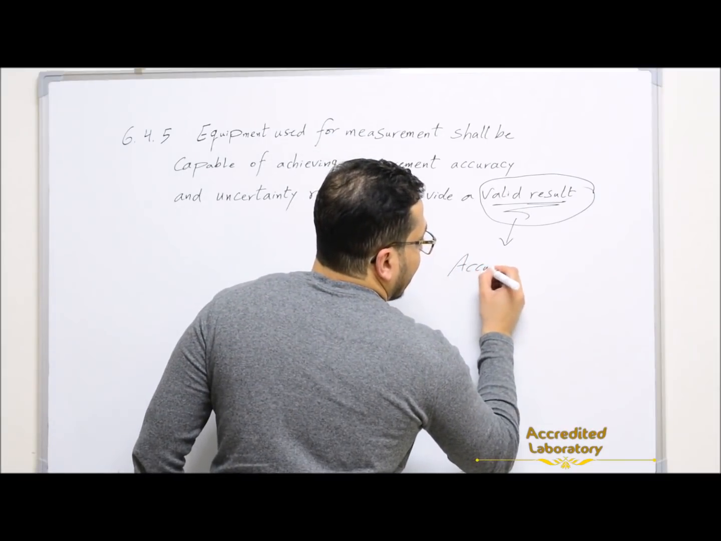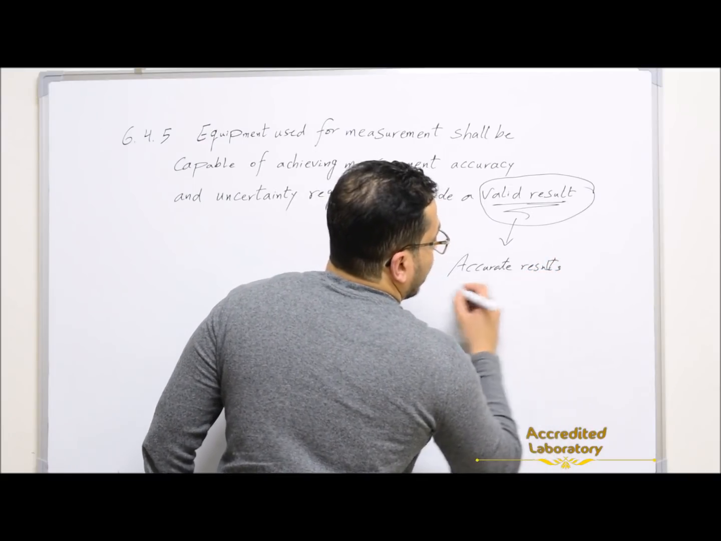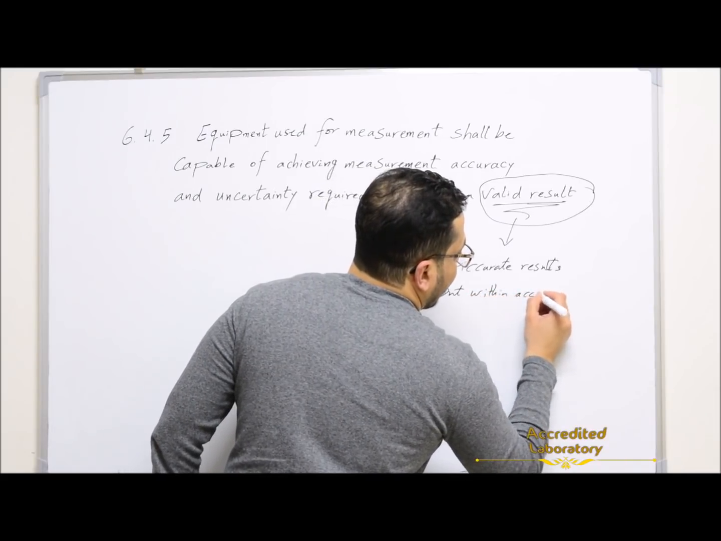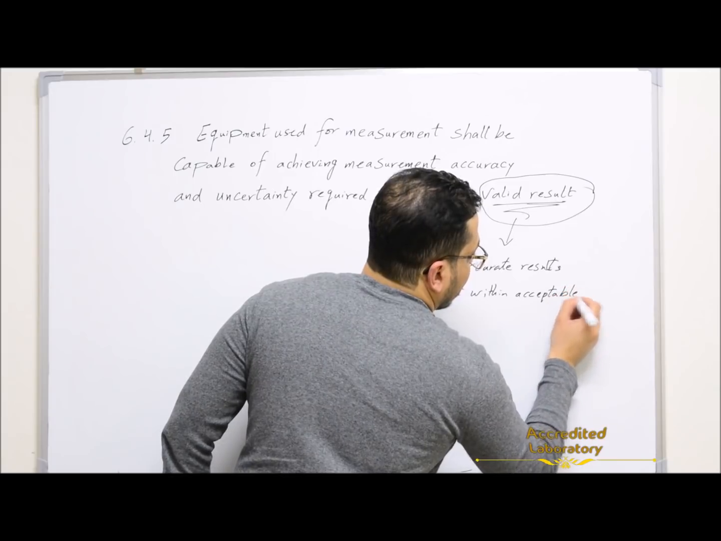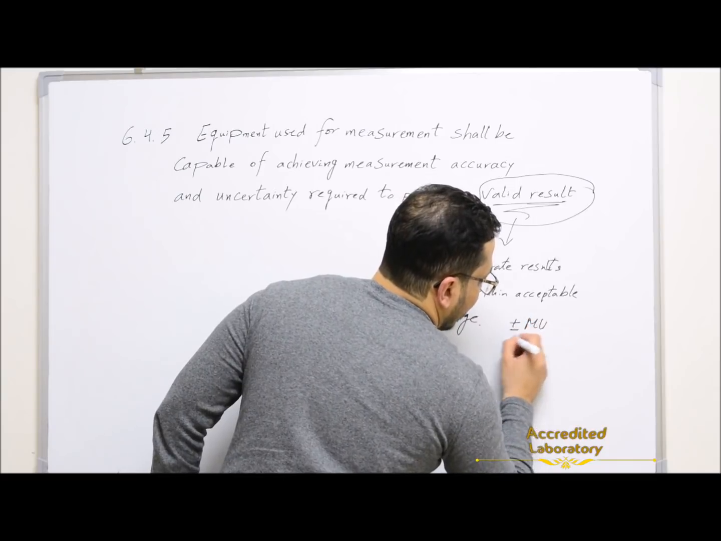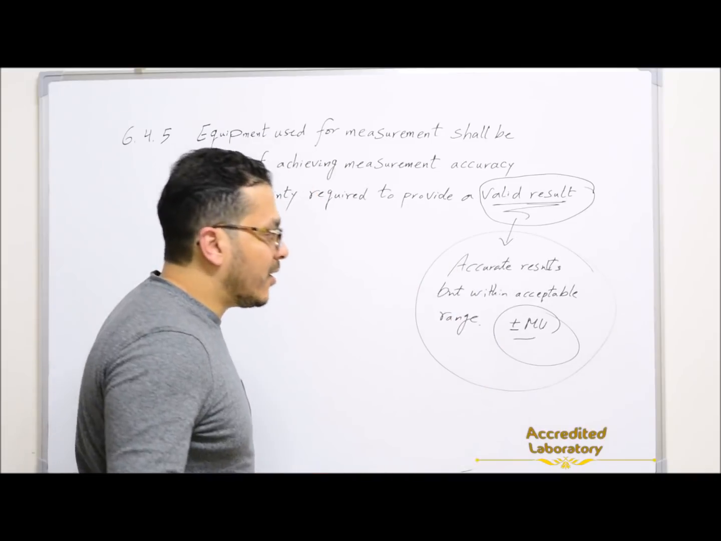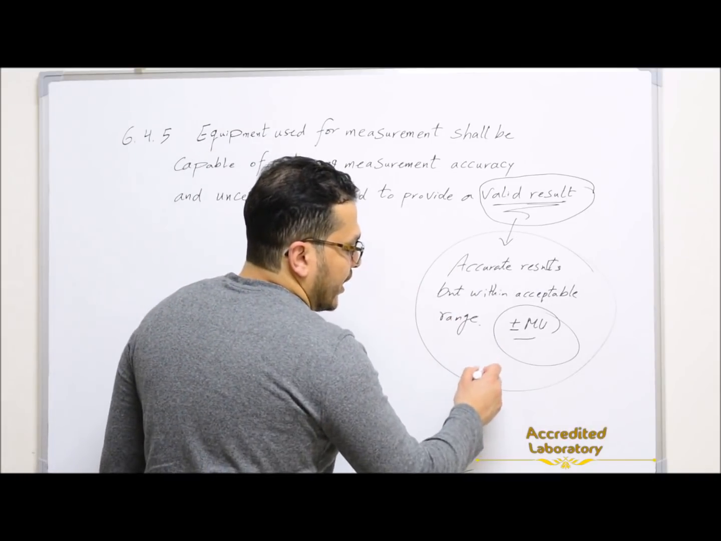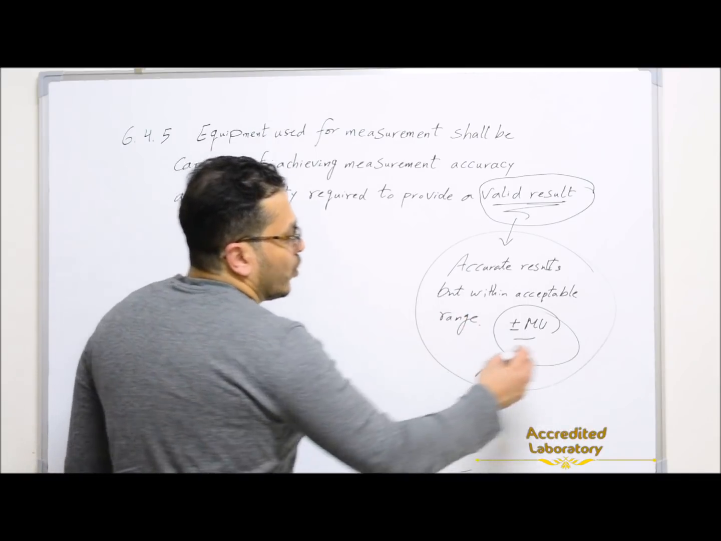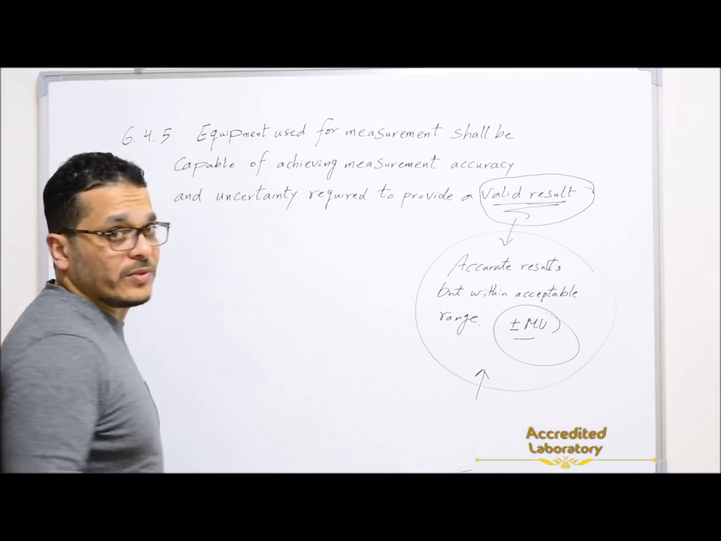means accurate results, but within an acceptable range, because measurement uncertainty now shall be in the report. So in this range, your results are valid. You will ensure that in this range of concentrations your results should be valid. That will also be explained again in another clause of this ISO.